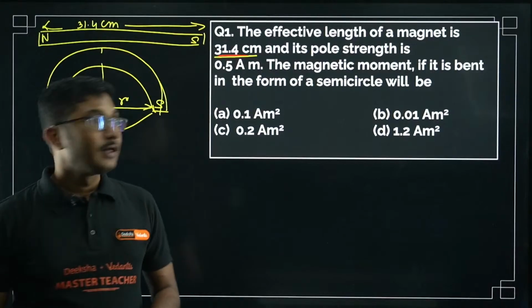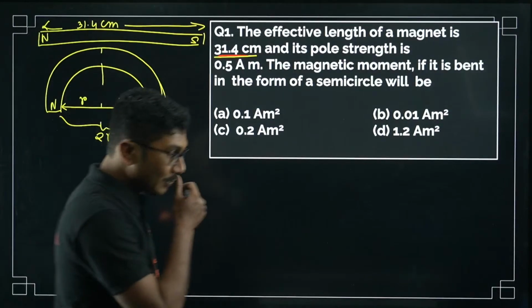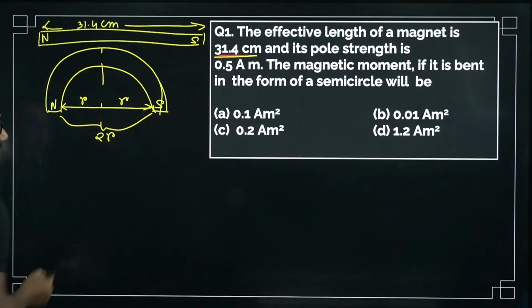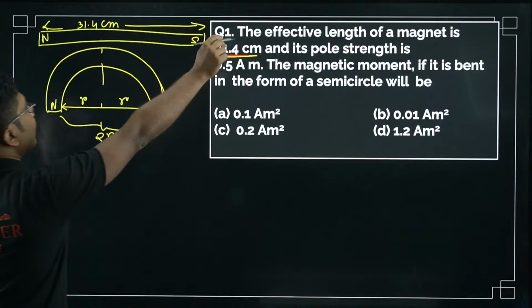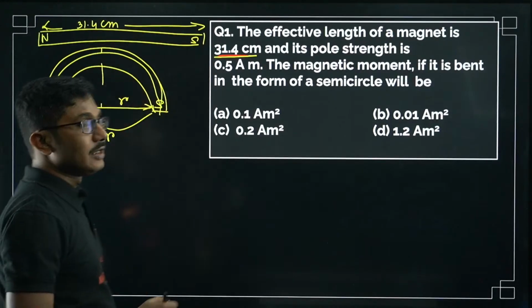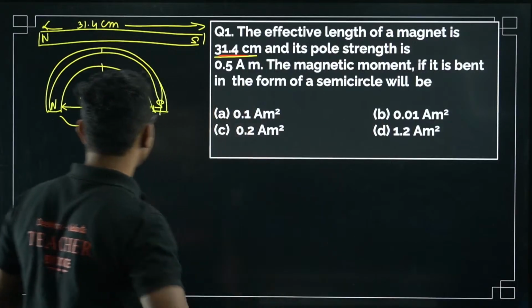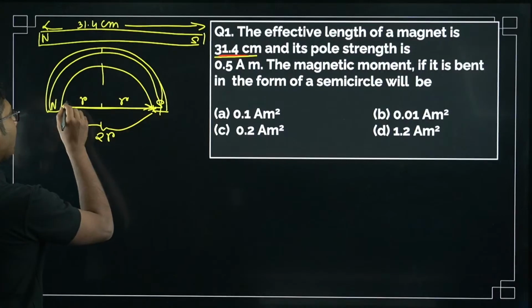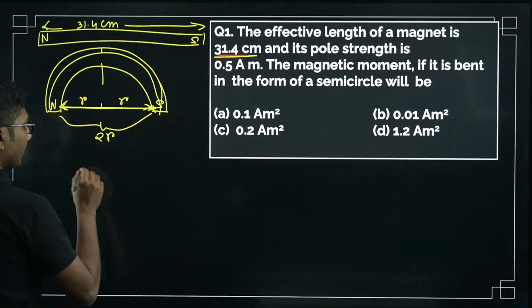So now let's solve this question. How to solve this? First, we know that this is a semicircle, right? The length is 31.4. So if you go along the circle, it will be 31.4, but the effective length is now changed to the diameter of the circle. So what is the formula?